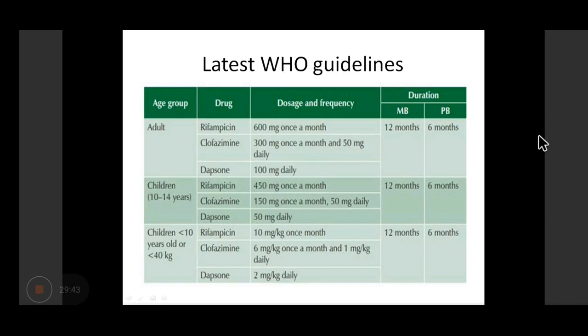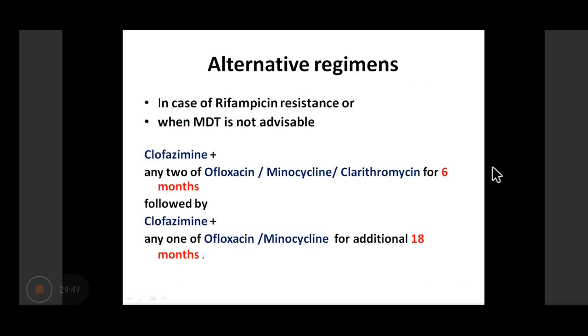Okay, so let's see the alternative regimens. In case there is rifampicin resistance or when MDT is not advisable, we can use an alternative regimen like clofazimine plus any two of ofloxacin, minocycline, or clarithromycin. Any of these two we can select depending on the status of the patient for 6 months, and then we follow for the next 18 months. We will give clofazimine plus any one of these two drugs. So one drug again we drop, and for 18 months we give.